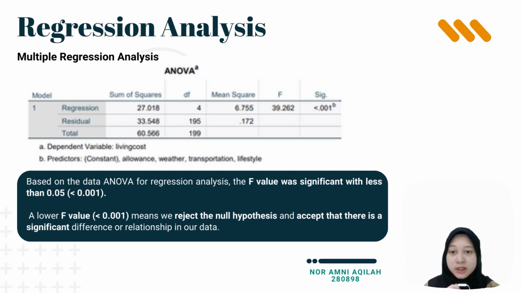In the context of regression analysis, if the F value is less than 0.05, which in our case is 0.01, it indicates that at least one independent variable in the model significantly contributes to the dependent variable. In general, a very low F value suggests that we have strong evidence to reject the null hypothesis and accept that there is a significant difference or relationship in our data. So that's all. I will pass to the other presenter.